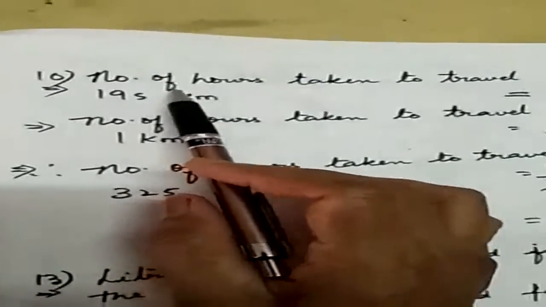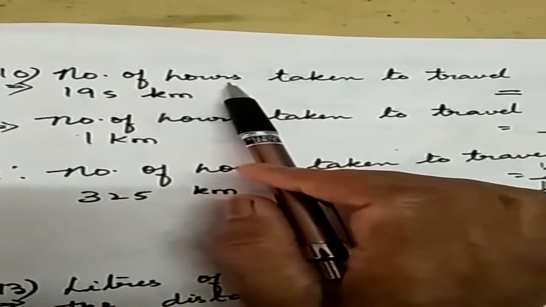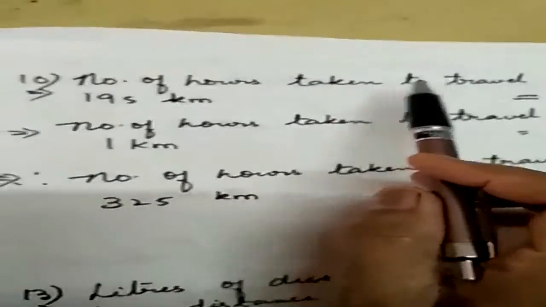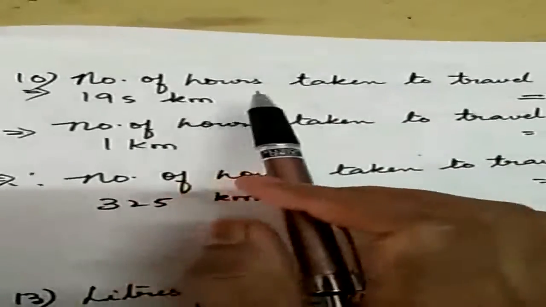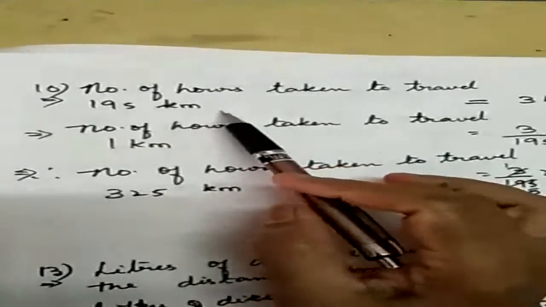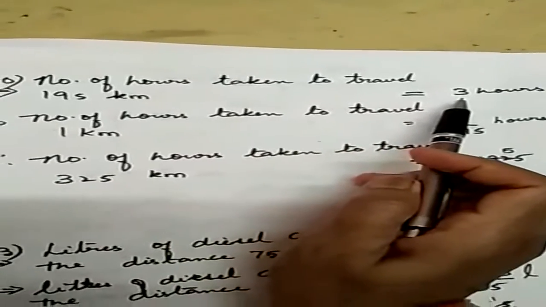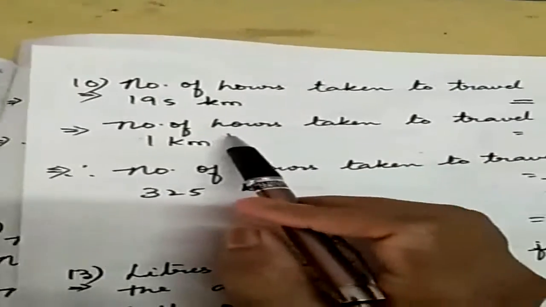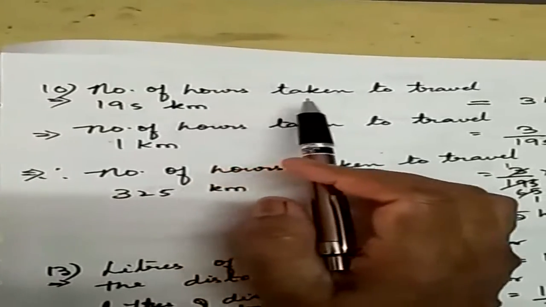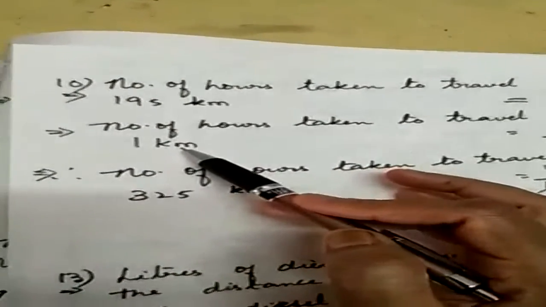Now see the statement, number of hours. Everything is given in the question, you only have to see the question and write the statement. Number of hours taken to travel 195 kilometer. See the first line of the question. How many hours? 3 hours. Number of hours taken to travel. Now this is the unitary method. Taken to travel 195 kilometer, now you have to find for 1 kilometer.